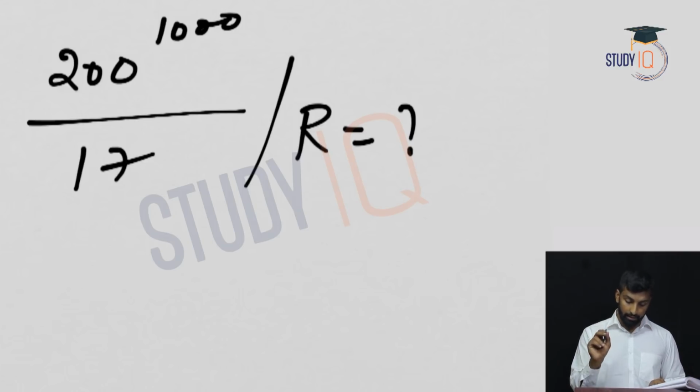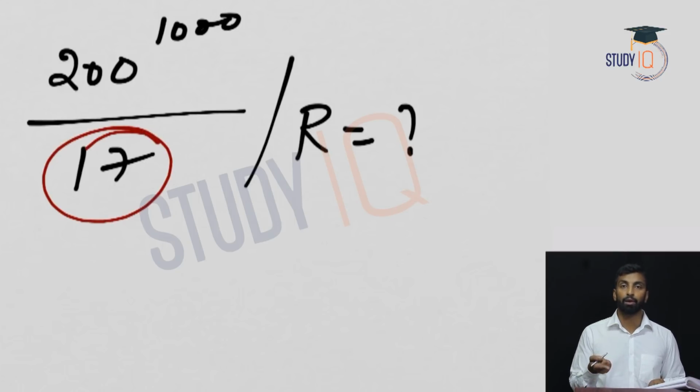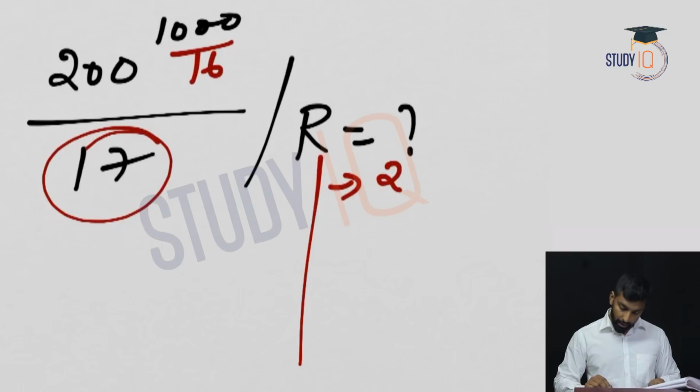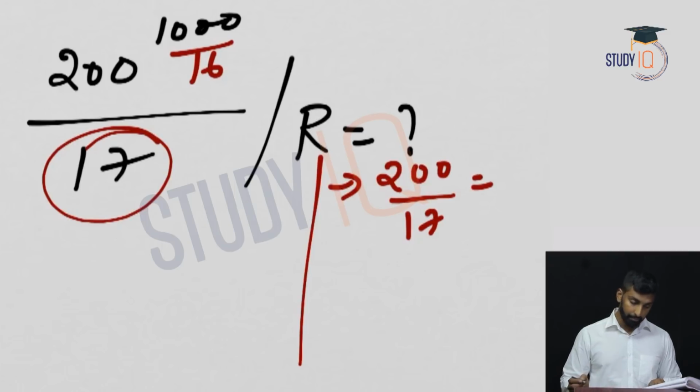You can take the Euler's number and you can solve easily, because if you see this denominator, it's a prime number, so you can find the Euler's number faster. That is 16. You can divide it faster, right? So what is the first step? So if you follow the steps, first step is 200 divided by 17. What is the remainder? 13, right?